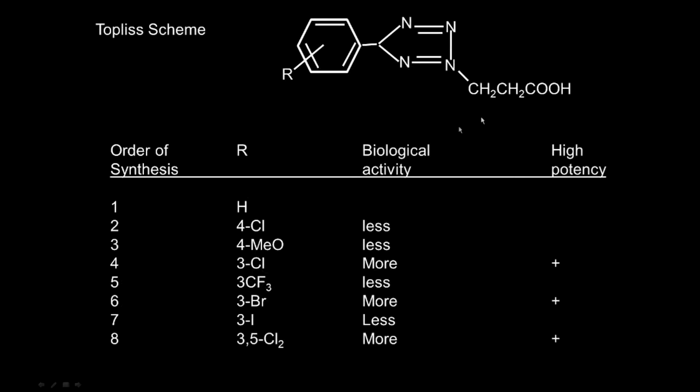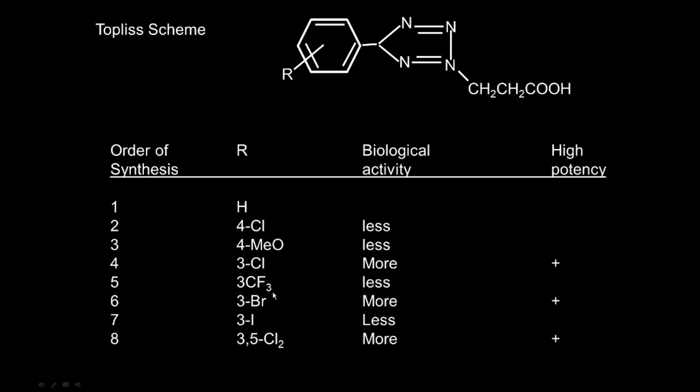Okay, again look at this. We have an R here. Imagine this is your molecule, R starting with H, then you put 4 chloro, activity is less. So what do you do? You try 4 methoxy, again activity is less. Okay, you have tried more hydrophilic by putting oxygen, but it doesn't work. So you try 3 chloro here, activity has increased, so high potency. So okay, this position is better than this position.